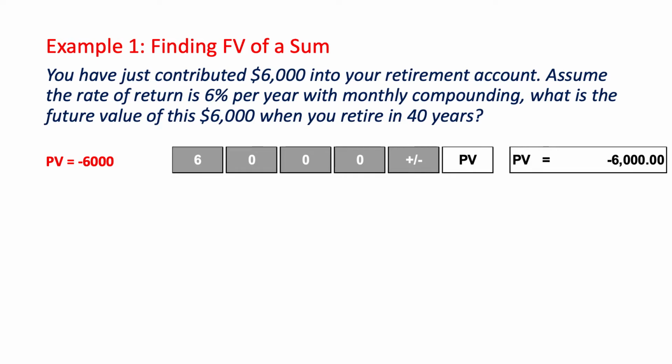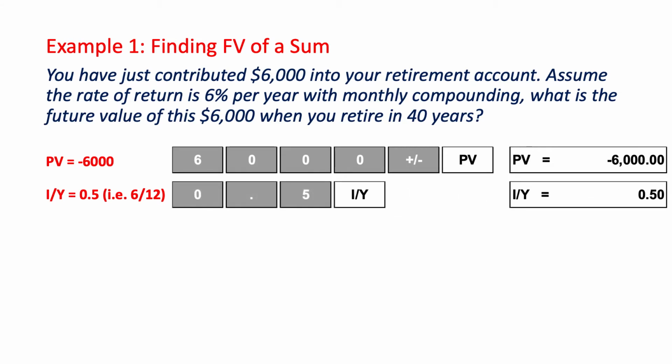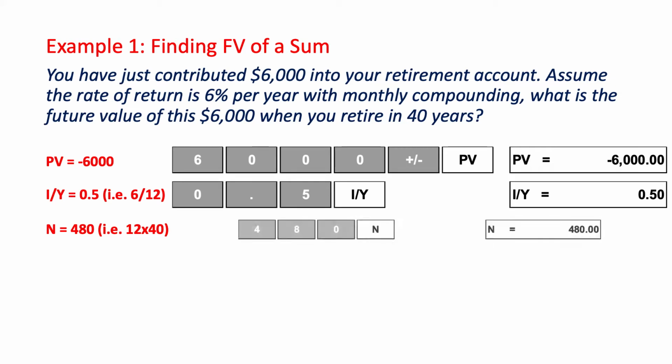Then period rate is 0.5% because the annual rate of return is 6% and the compound frequency is monthly. So it is equal to 6% divided by 12. It is 0.5%. To enter this period rate, we press 0.5 IY. We don't need to enter the percentage sign. Compounding period is 480 because we have 40 years to go and compound frequency is monthly. So it is equal to 12 times 40 and it is equal to 480. To enter this number, we press 480 N.